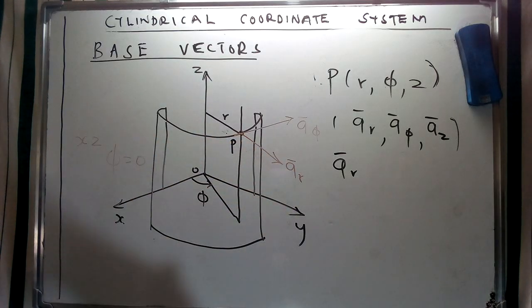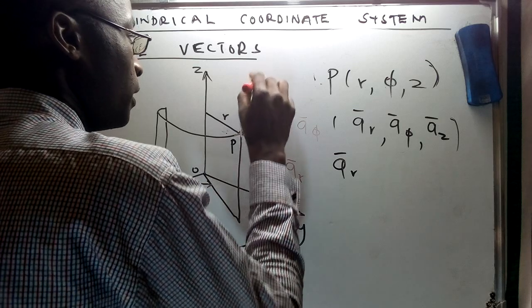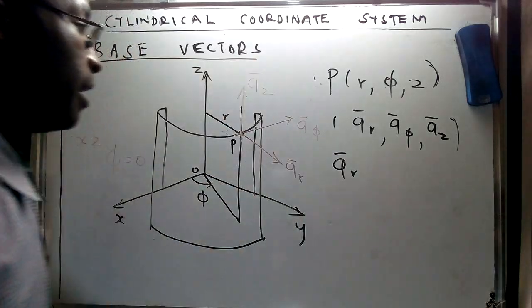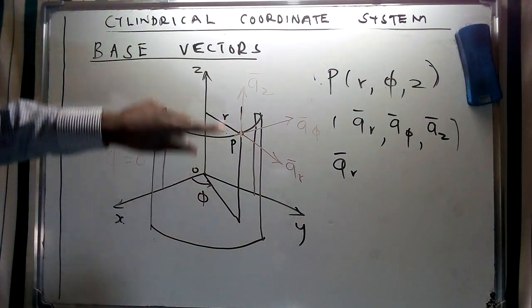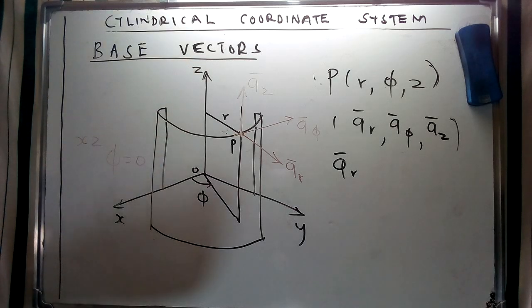And lastly, we're going to see the third one, a_z, whereby the vector a_z is going to lie along this specific direction, z, in the direction of increasing z, and it is going to be perpendicular to the XY plane.